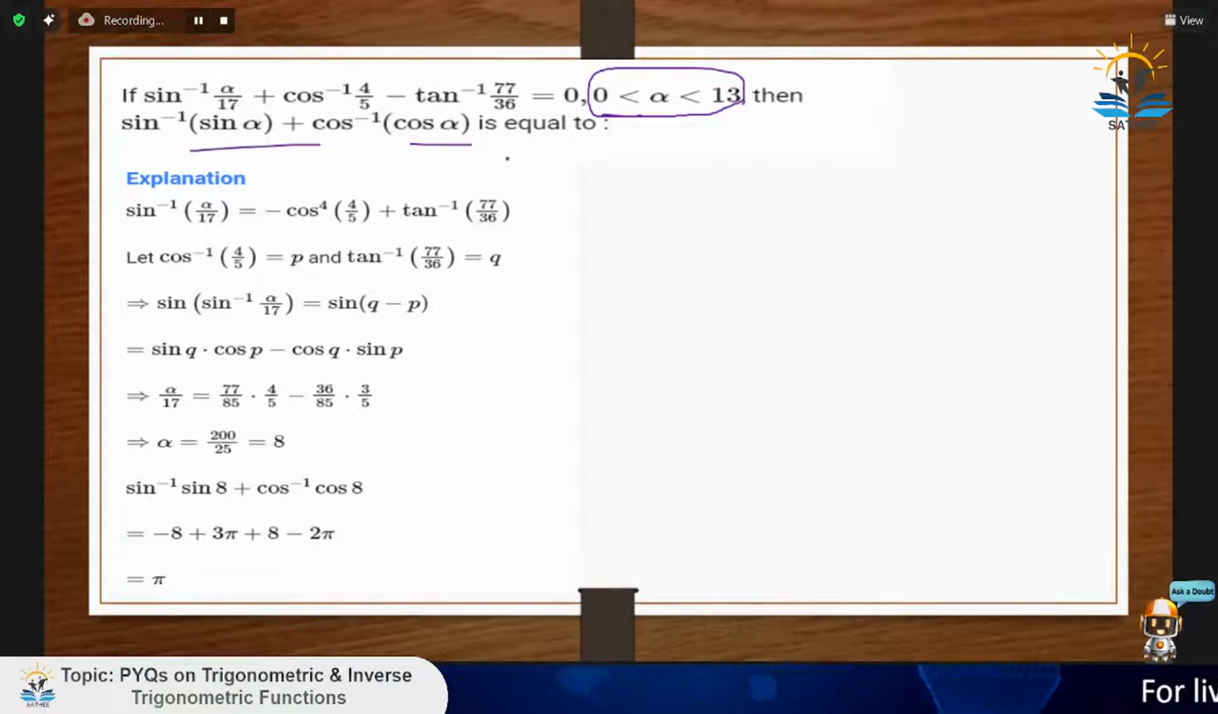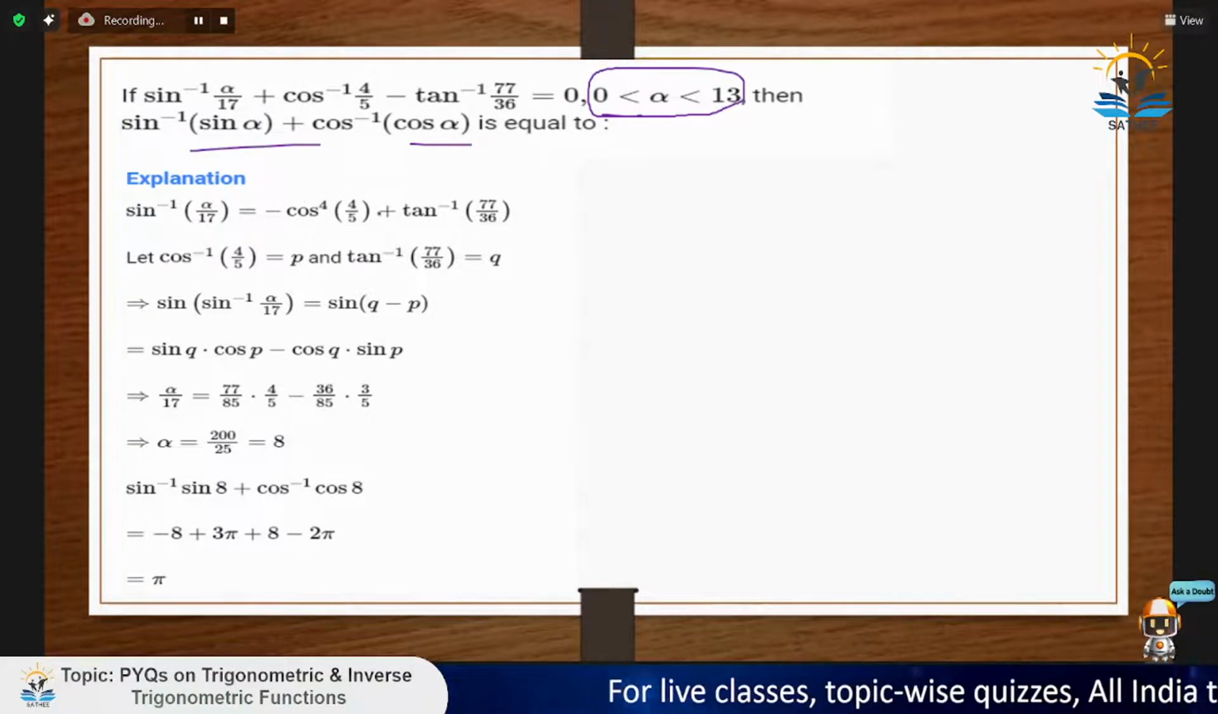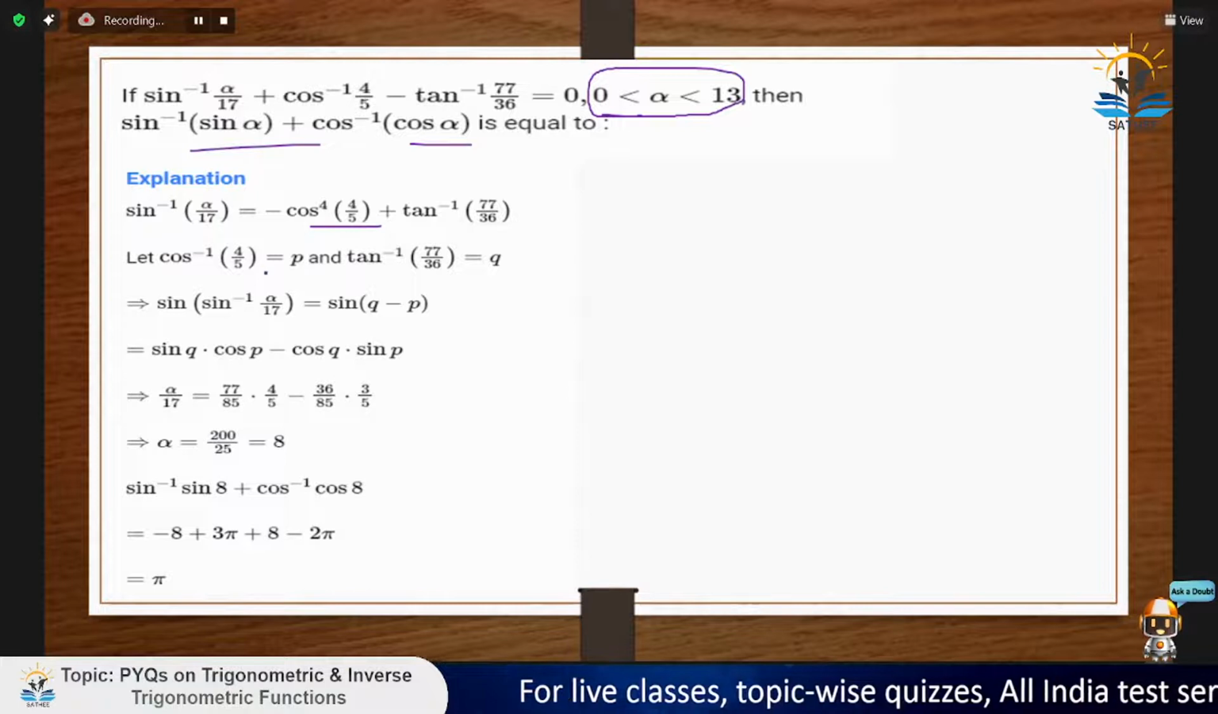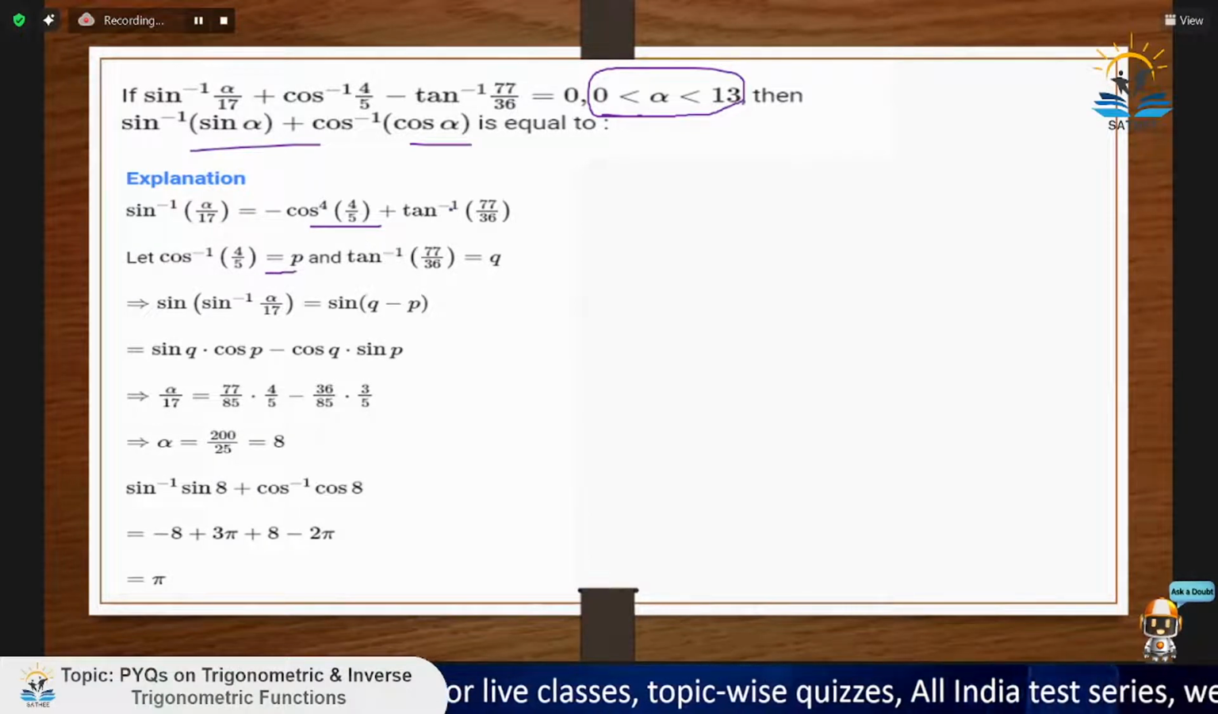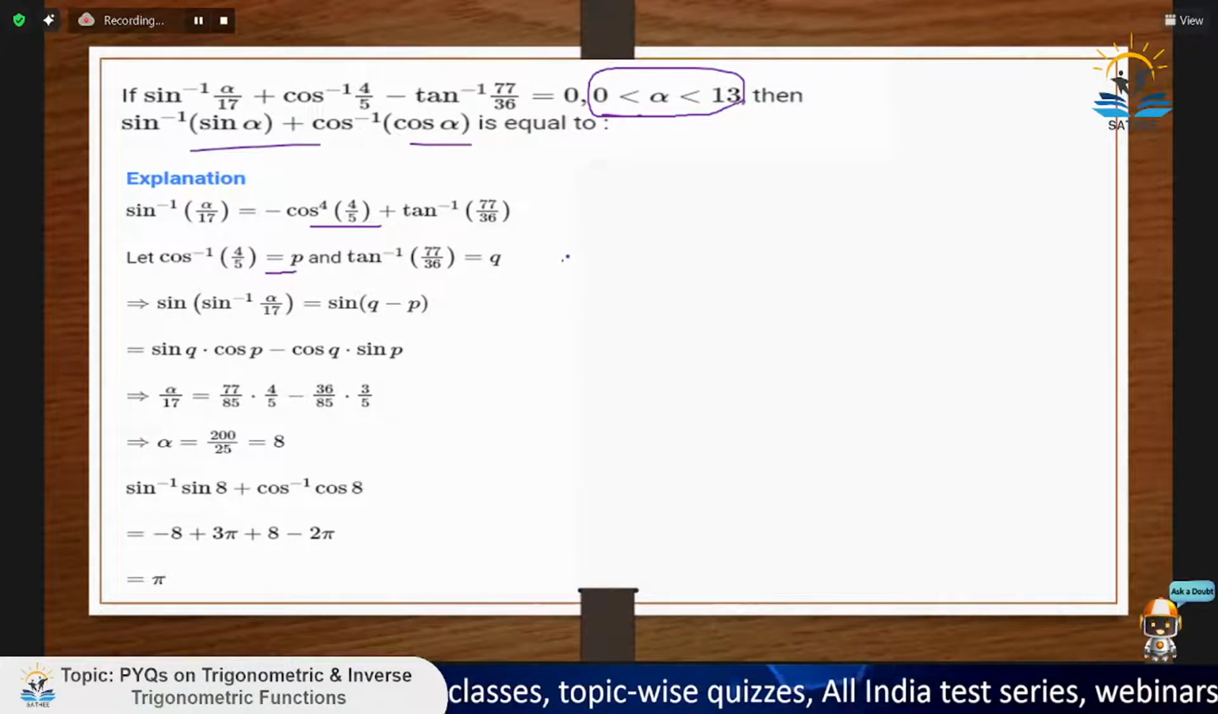So first of all, sin inverse alpha by 17 is given to me. This thing is equal to cos inverse 4 by 5 plus tan inverse 77 by 36. I took these two to the RHS, basically. Then I put cos inverse 4 by 5 equal to P, and I'll let tan inverse 77 by 36 equal to Q.